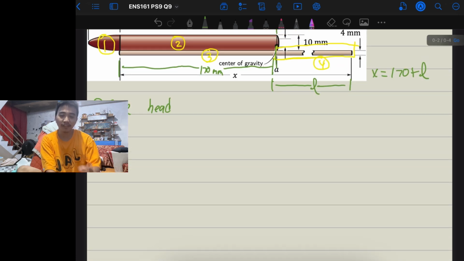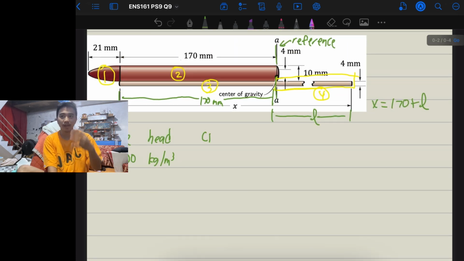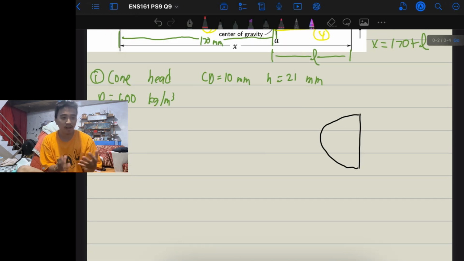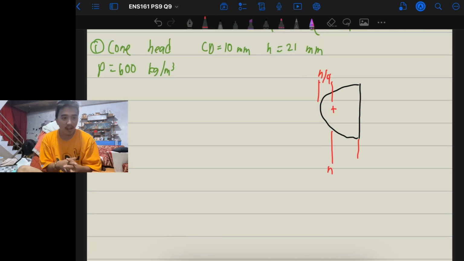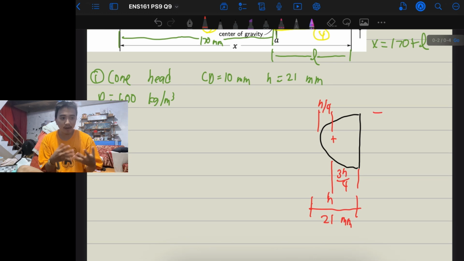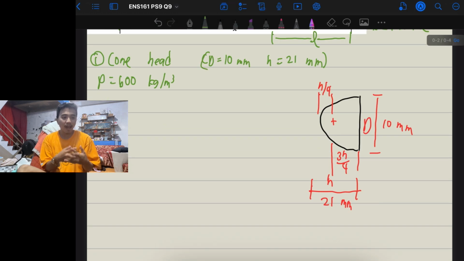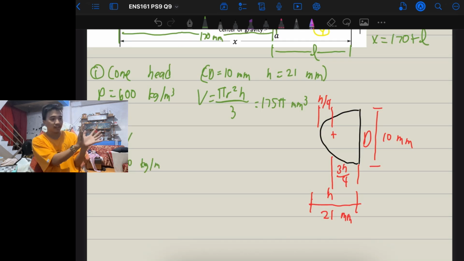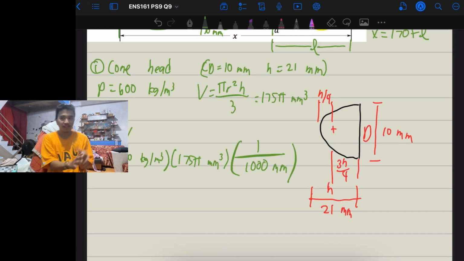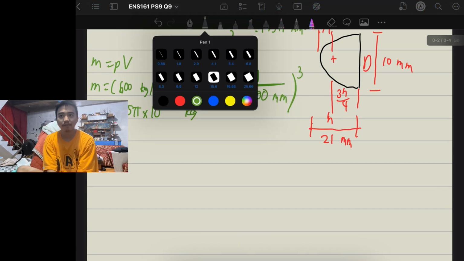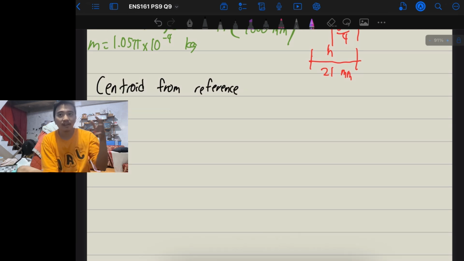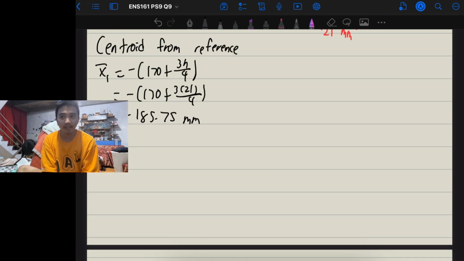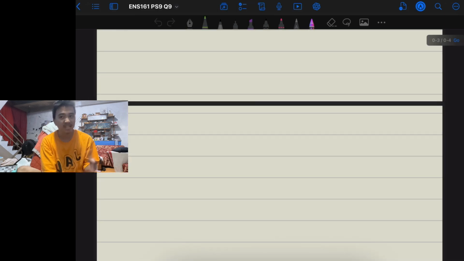For the first shape, the cone head, or the bullet shape, we have a density of 600 kilogram per millimeter squared. Of course, we have to get its dimension, and we will solve for its relative mass. You can see from the solution right here, we got its center of gravity, and the mass is 1.05 pi times 10 raised to negative 4 kilogram. The centroid from reference is negative 185.75 millimeter.